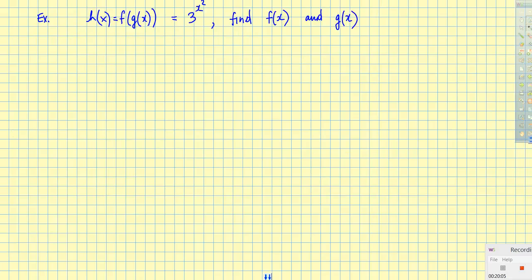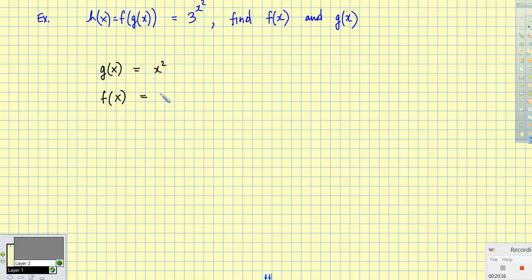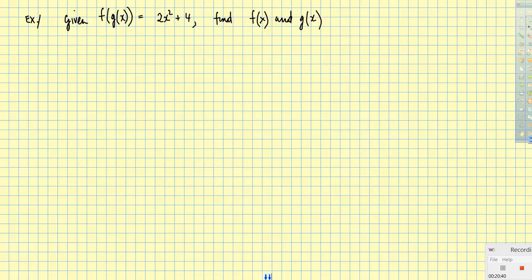That pretty much covers it, but let's actually do one more example. Let's take a look at this example here. So I've got h of x is equal to f of g of x, which is equal to 3 to the power of x squared. So they want you to find f of x and g of x. So g of x is occurring before f of x, so it's going to be inserted. So I'm definitely going to make my g of x equal to x squared, which automatically tells me that my f of x is going to have to be 3 raised to the power of x. Okay.